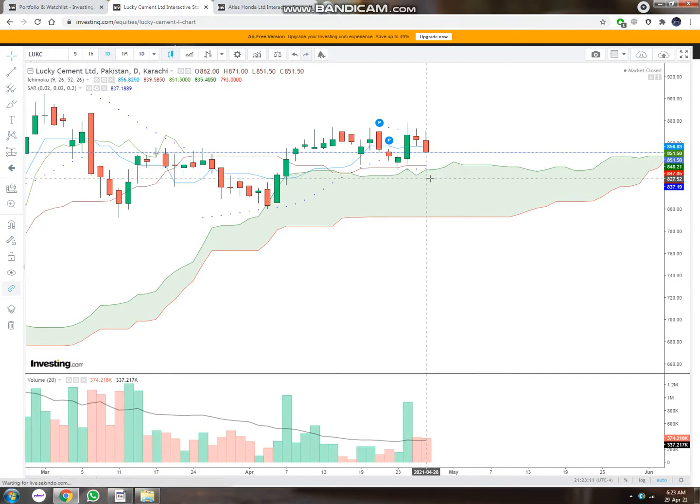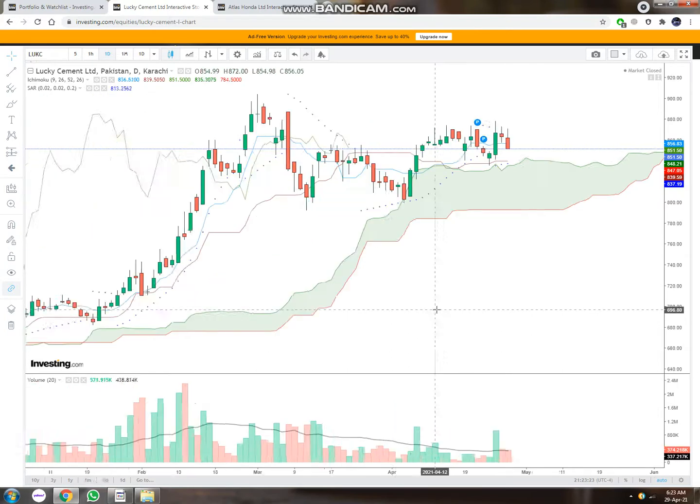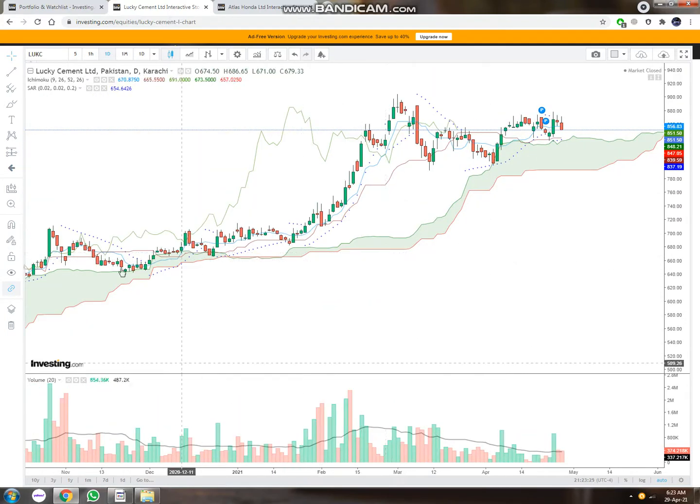The Kijun Sen is constant. So you can see it is straight, so it means that this stock is straight, no action is happening in this. But if it is up or down, action will occur in this. So this is the Ichimoku cloud.